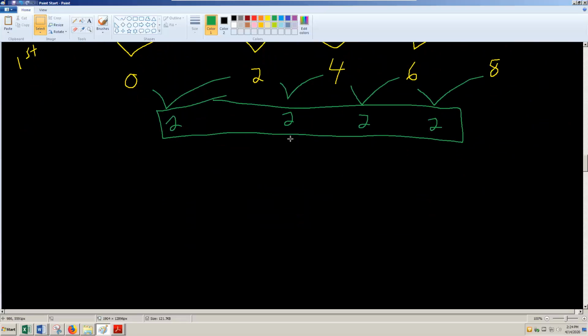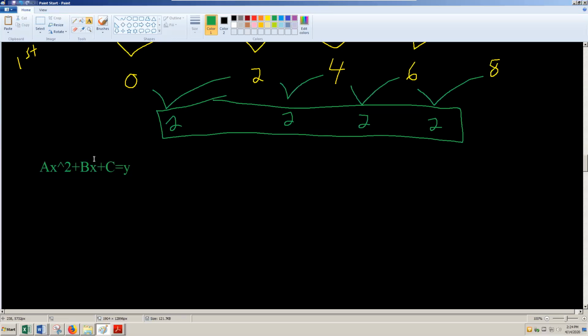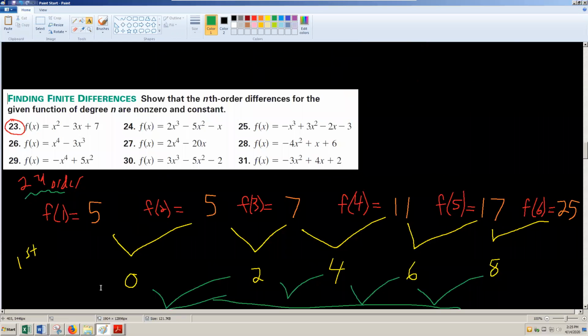So you should be able to do this to first find what degree it is. And then once you know the degree, you should be able to tell me the function. So in this instance here, we have ax squared plus bx plus c equals y. So this is just my standard form. So from here, I'm going to plug in the 3 points. So I'm going to grab these ones, because why not?